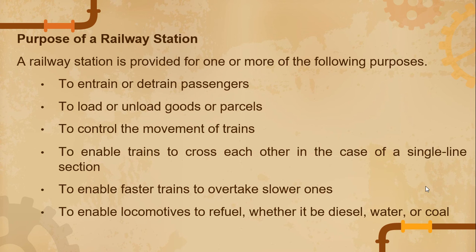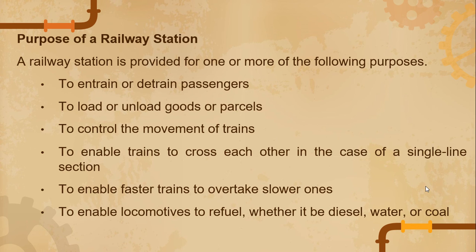We have here the purpose of the railway station. The first one is to entrain or detrain passengers. Ito yung pinaka-common na use ng railway station, yung sakayan at babaan ng mga pasahero. Next one is to load or unload goods or parcels. Ginagamit din ito para ikarga o i-load yung mga goods or parcel hanggang ma-ship ito.